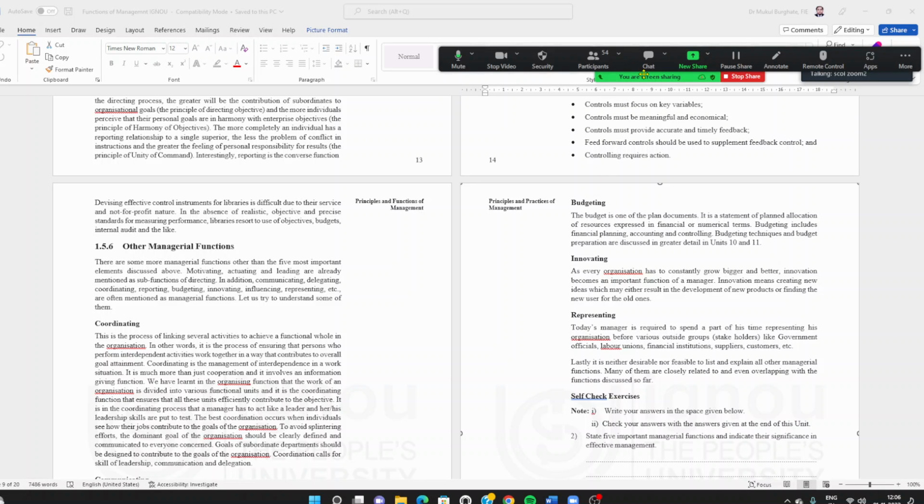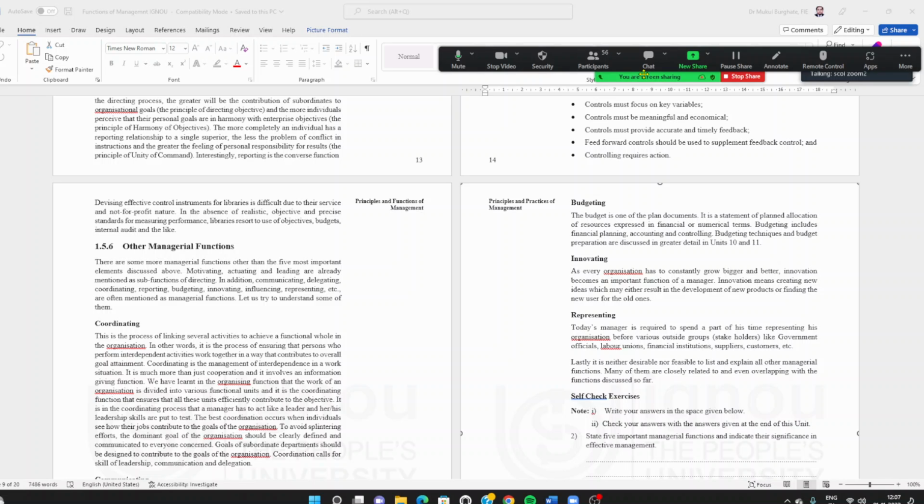Before I start, what is budgeting? Budgeting is the art of making a budget. But the budget is one of the plan documents. It is a statement of planned allocation of resources, allocating resources expressed in financial or numerical terms. It is sort of planning only. Budgeting and planning usually go hand in hand, because budgetary control is used to replan again. We're going to discuss that term also, but it is a planned allocation of resources expressed in financial or numerical terms.